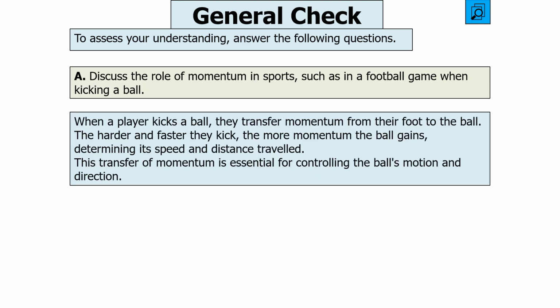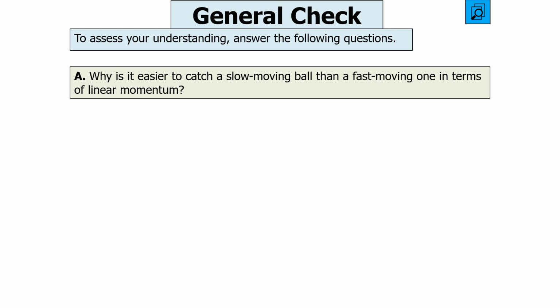The next question says, why is it easier to catch a slow-moving ball than a fast-moving one in terms of linear momentum?